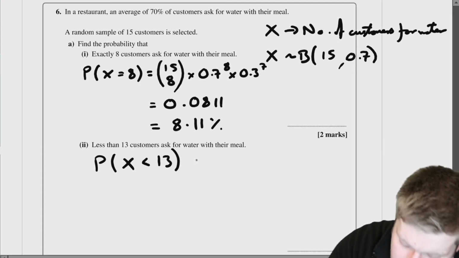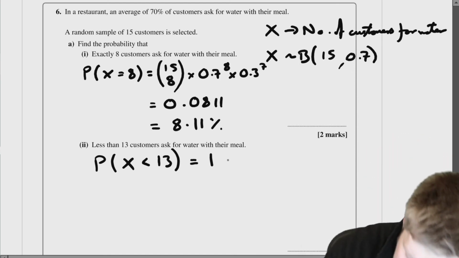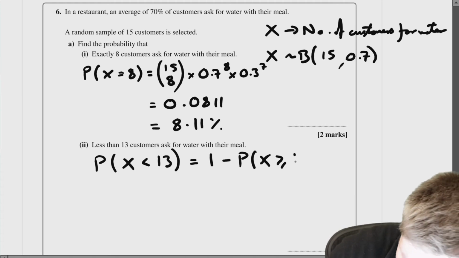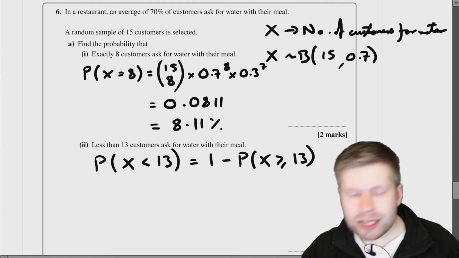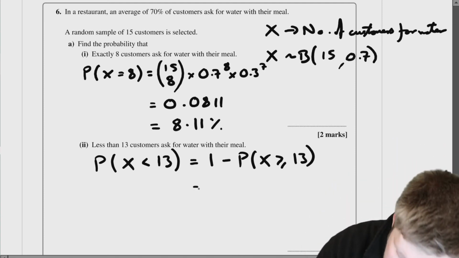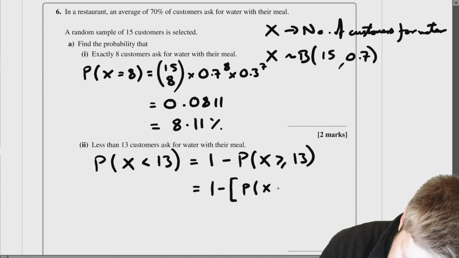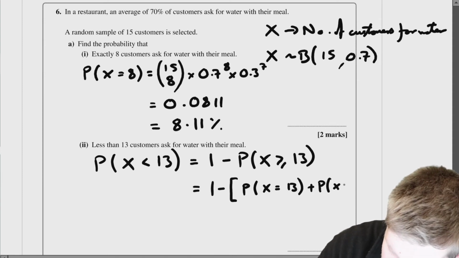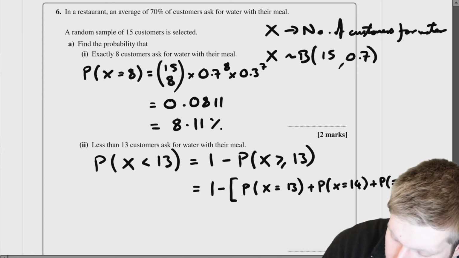That's long, okay? I'm just going to look at the probabilities I don't want, because there's only 15 customers I'm going to ask, so I think it's easier to look for what is the probability that more than or equal to 13 customers ask for water with their meal. Do 1 minus that and I'll be left with the probability I want. So let's have a look at this. This is going to be 1 minus probability that X is equal to 13 plus probability that X is equal to 14 plus probability that X is equal to 15.